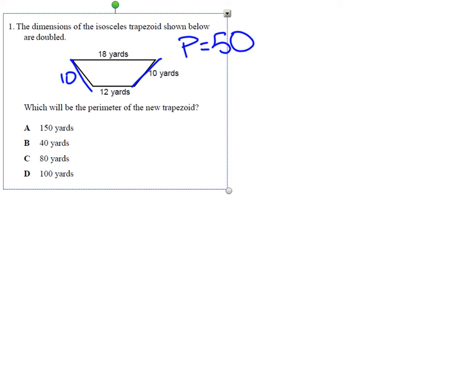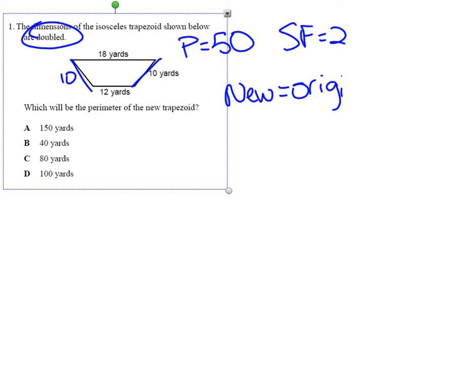We have a scale factor of what? If it's doubled, you have a scale factor of 2. So to find the new perimeter, since perimeter is in one dimension, we just take the original times the scale factor, just the way it is. So 50 times 2 is 100.